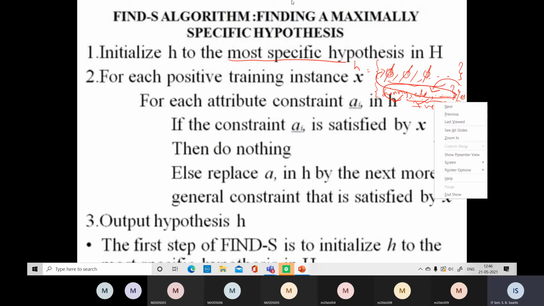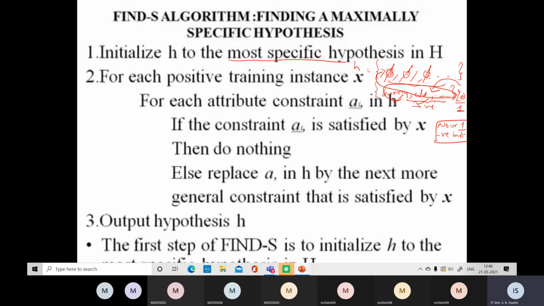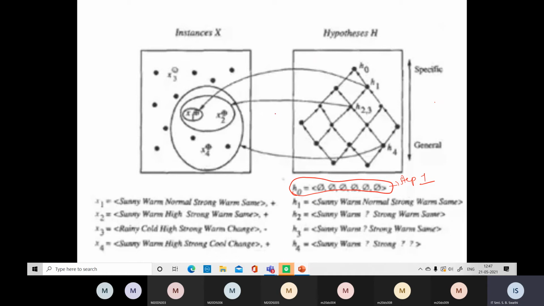That is our second step. If the instance leads to a prediction value of no or 0, then don't replace the null values, keep them as they are. That is about the second step. Here, first one, we have sunny, warm, normal, strong, warm and same. Before checking the attributes, first check whether they are positive or negative. This is positive, this is also positive, this is negative, this is positive. So 3 positive instances are given.